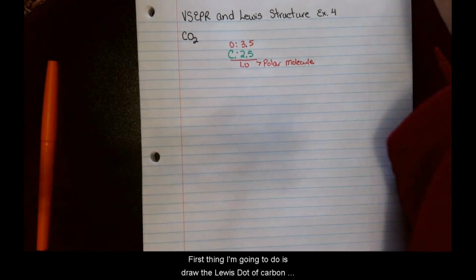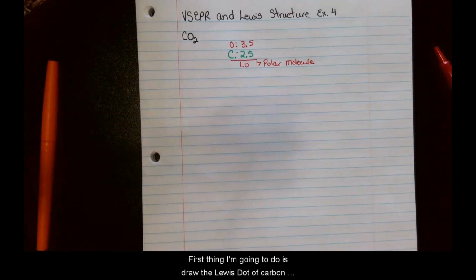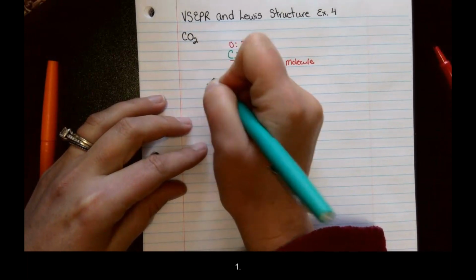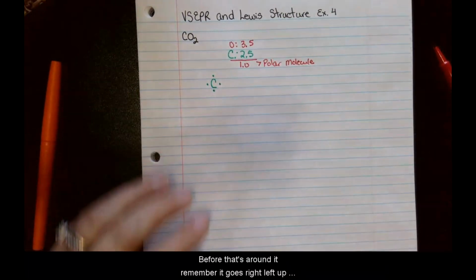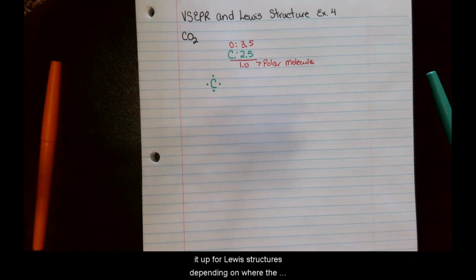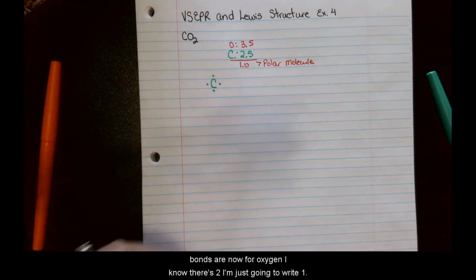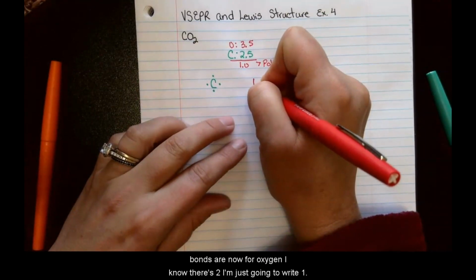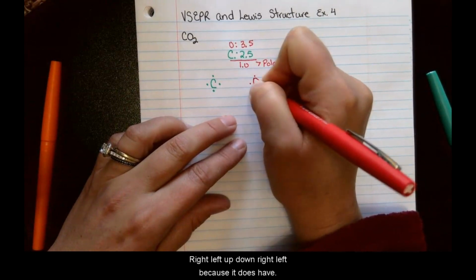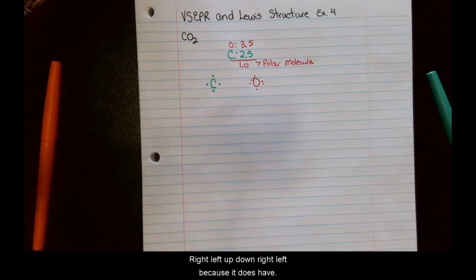So the first thing I'm going to do is draw the Lewis dot of carbon. And carbon, remember, has 4 valence electrons. So that's going to be carbon with 1, 2, 3, 4 dots around it. Remember, it goes right, left, up, down for Lewis dot. But we can change it up for Lewis structures depending on where the bonds are. Now for oxygen, I know there's 2. I'm just going to write 1. It's right, left, up, down, right, left, because it does have 6 valence electrons.